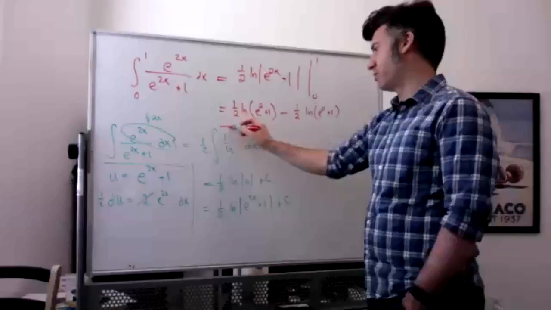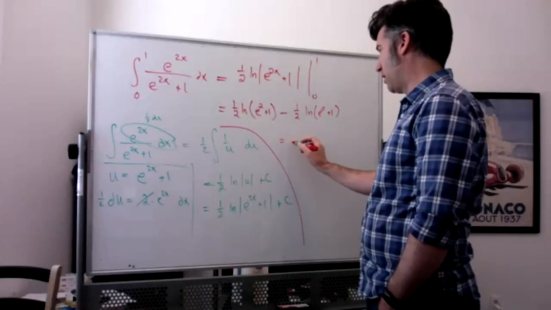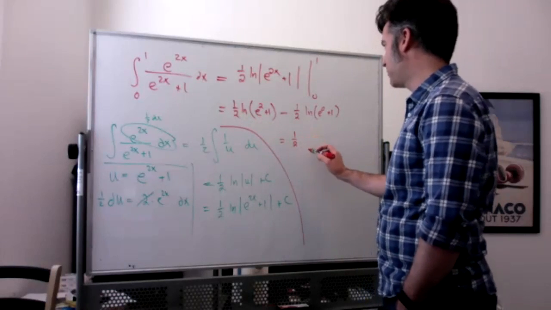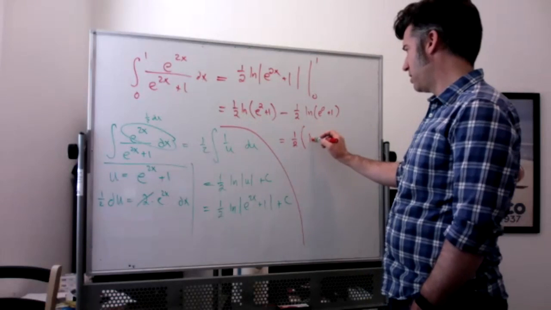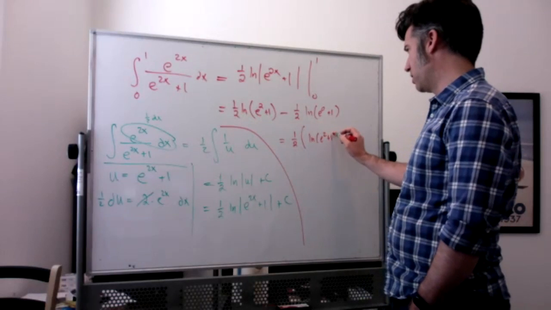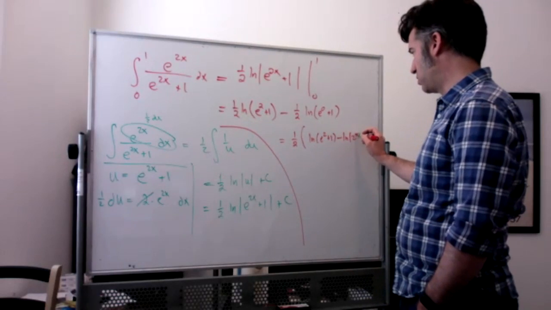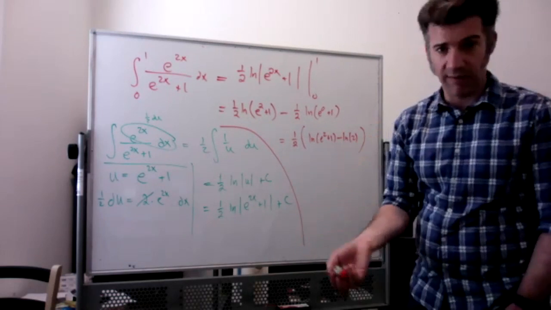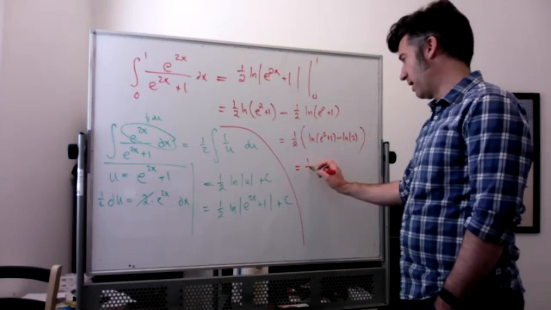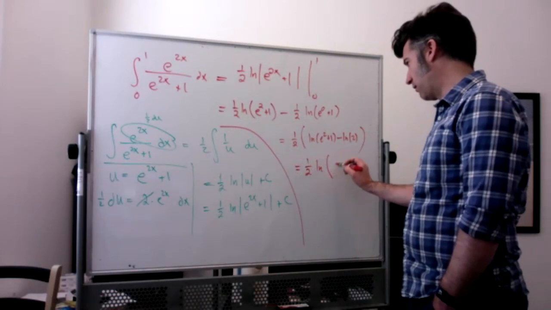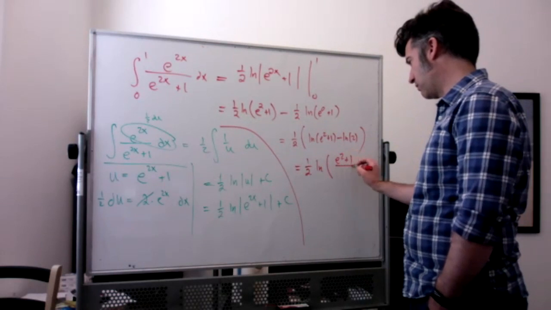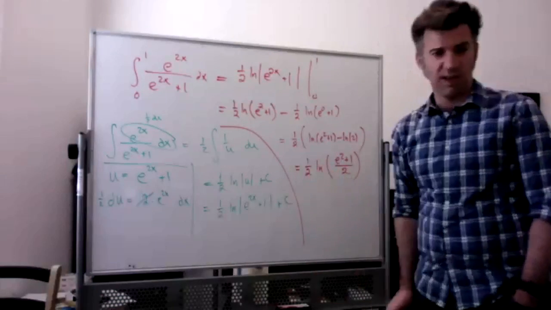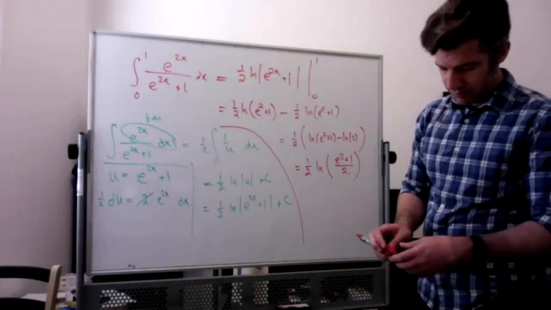And I would probably simplify this. I'd probably factor out the 1/2 and I have natural log of e squared plus 1 minus natural log of 2. Or if you really want to simplify it further, you could go 1/2 natural log of e squared plus 1 divided by 2, if you really wanted to.